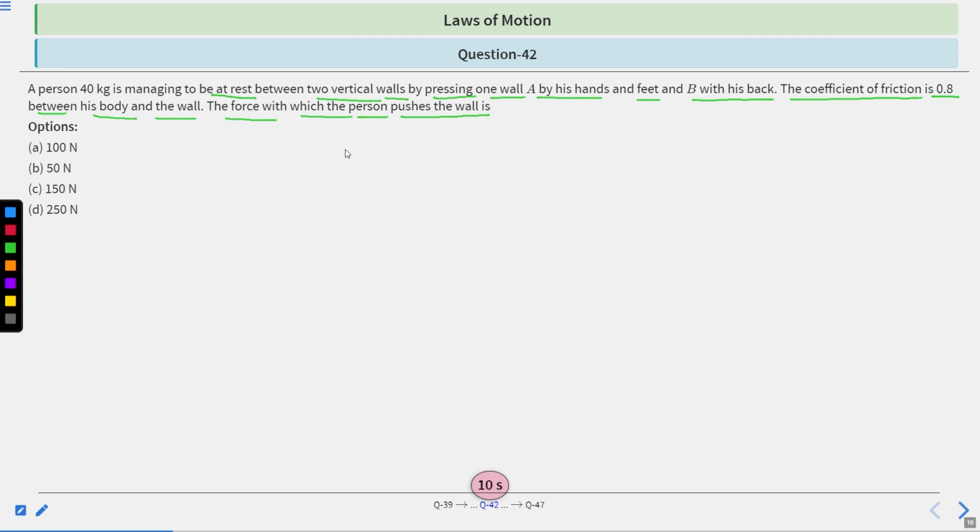Clear? Read the question carefully. You have 10 seconds to solve this question. After 10 seconds, we will provide the solution. Clear? Let's find a solution.